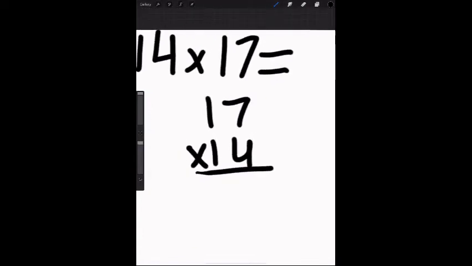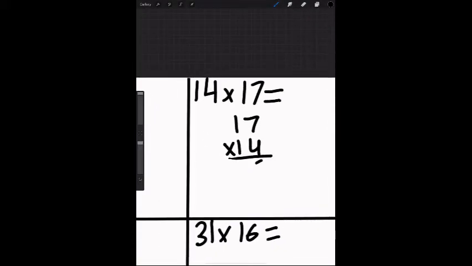So we're going to do 4 times 7, and that's 28 again. We put the 2 on top above the 1, and we multiply 4 times 1, which is 4, plus 2, and that is 6. We should get the same answer whether you do 17 on the top or 14 on the top. We'll do it both ways if that's alright.